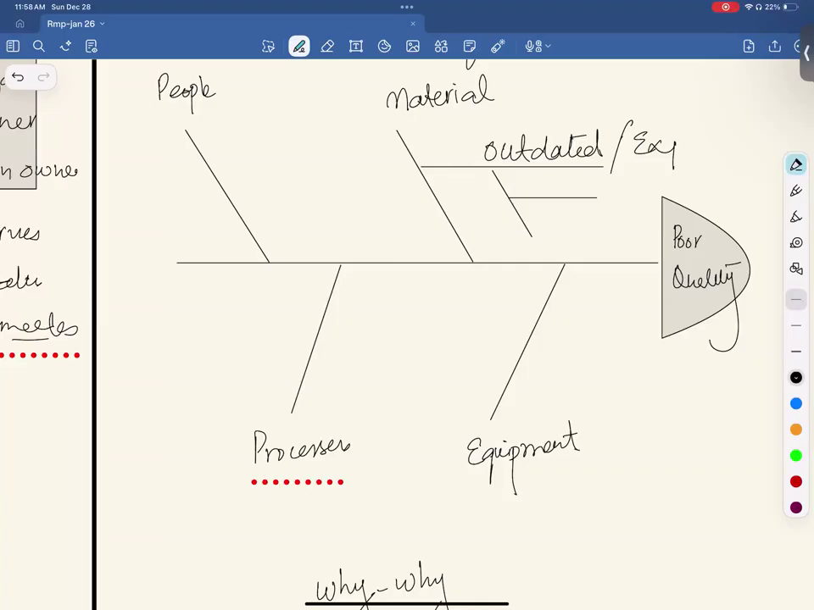So to solve a problem, first you need to identify the root cause. And for that, the technique that we use is called root cause analysis. This is also called the Ishikawa diagram, and the Ishikawa diagram is used to identify the root cause of the problem. So you use assumption and constraint analysis. You use the Ishikawa diagram or root cause analysis.